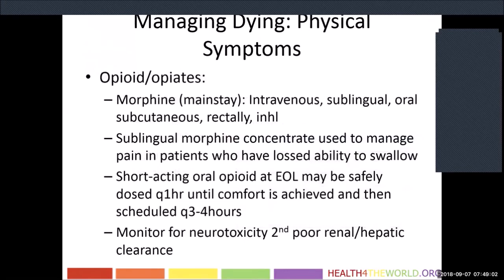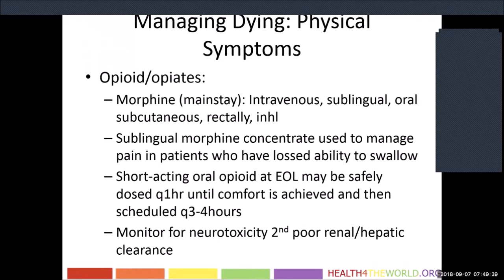So opiates and opioids. Morphine tends to be the mainstay, and morphine's an excellent medication because it can be given IV, sublingual, orally, subcutaneous, rectally. You can inhale it. Very functional. Tends to be fairly inexpensive. Using a sublingual morphine concentrate to manage pain in patients who have lost the ability to swallow is how we usually manage patients at home. Most of our patients who are dying at home don't use IVs. They use oral medications to manage the symptoms, and it can be quite effective.